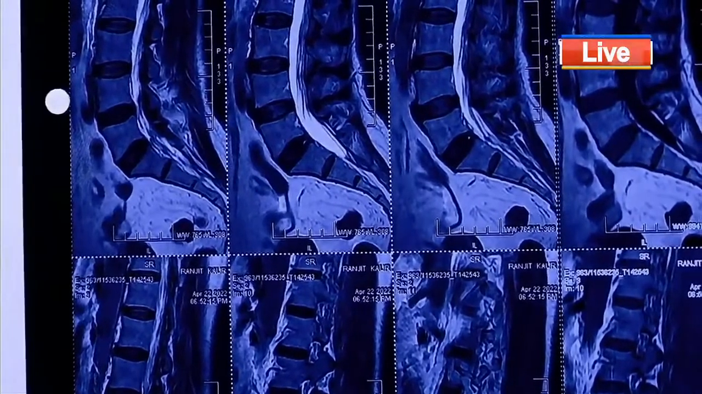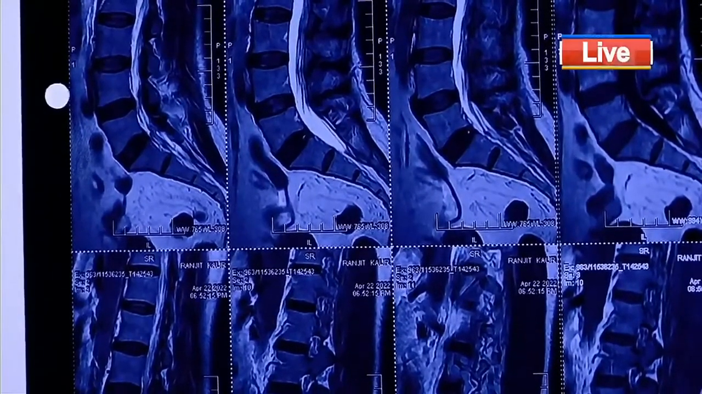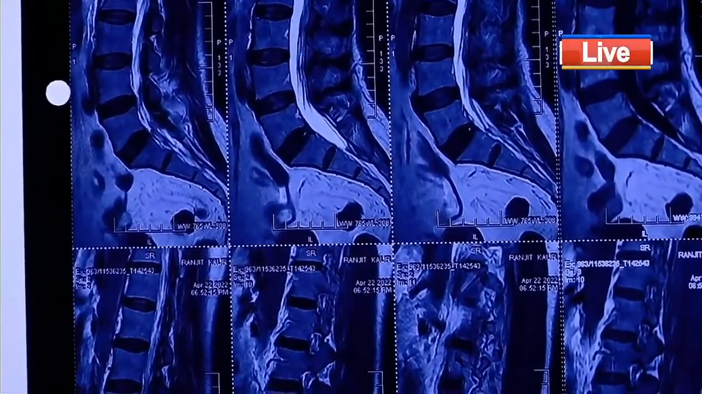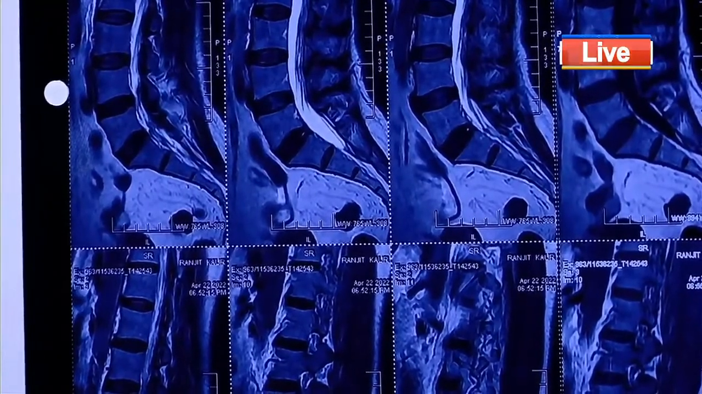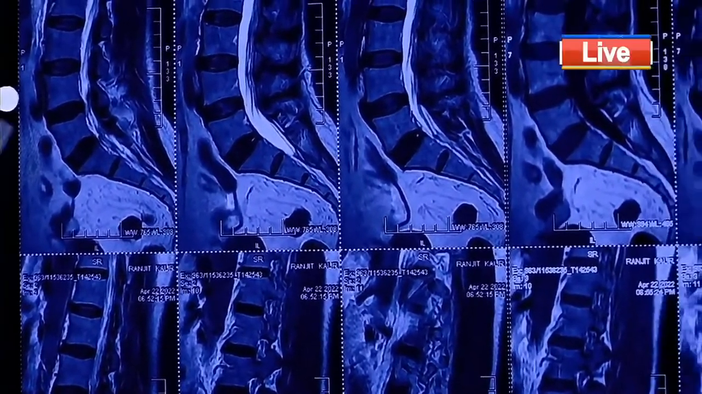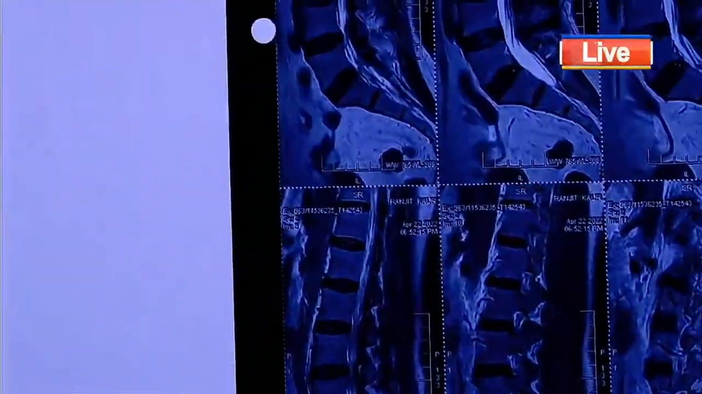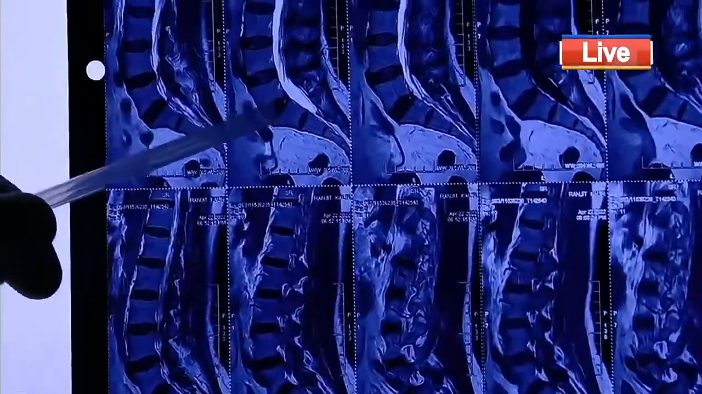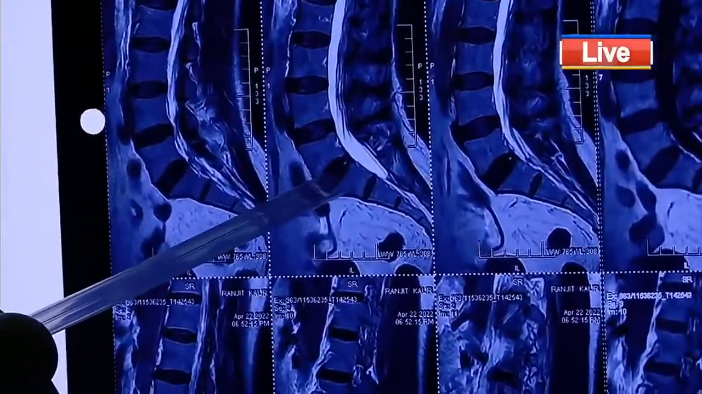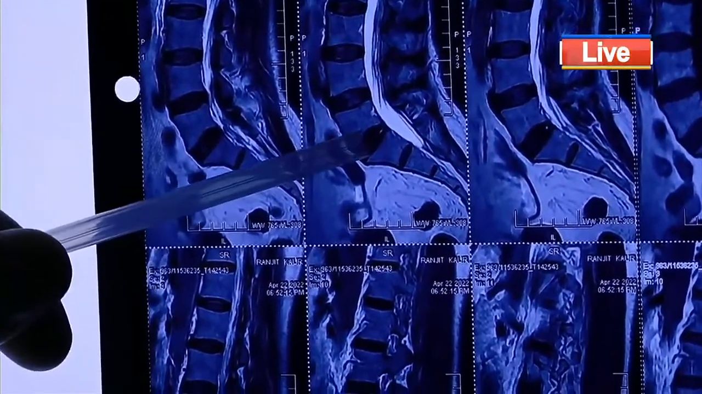So can you see? Please reply. So can you see this? Can you see my hand from the hall? Yes, sir, we can see. Okay, who is it? Dr. Richa, okay. So Dr. Richa, can you see this pointer? Yes, sir. So you can see this black disc with this white portion here.